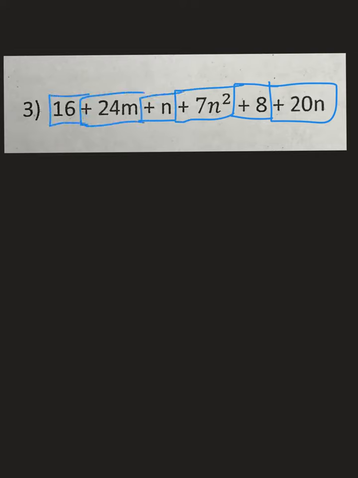All right, so number 3 is 16 plus 24m plus n plus 7n squared plus 8 plus 20n. So again, start by boxing your terms using the train method. Okay, and then rewrite them so that your terms are together. Does not matter what order you put it in, just as long as they're together. So I'm going to do my 16 and my 8. Those are both constants and they are like terms.